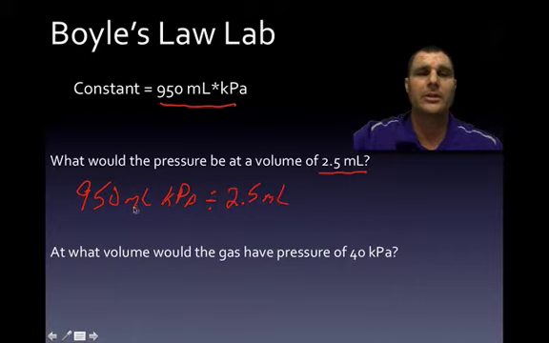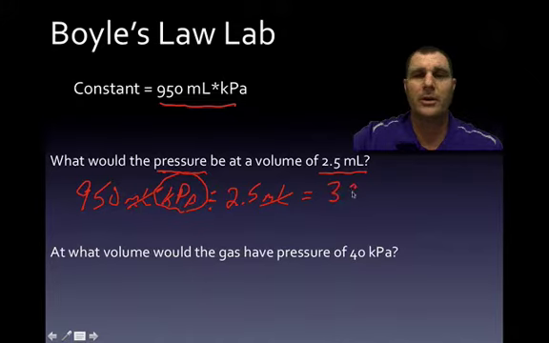When I do this, milliliters cancels. I'm left with kilopascals, which is my unit of pressure, so that worked out correctly. And when I divide it, I end up with 380 kilopascals. That's excellent. Even though I didn't test 2.5 milliliters, I can see that is the pressure I would have if I had tested at that point.